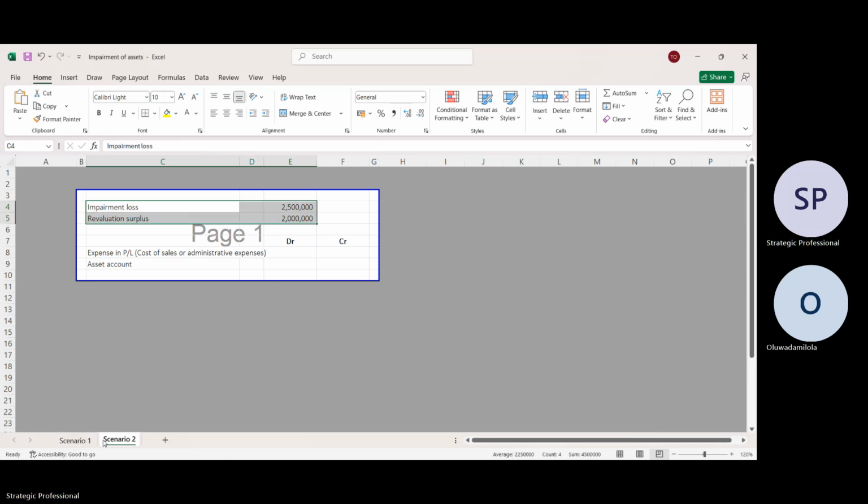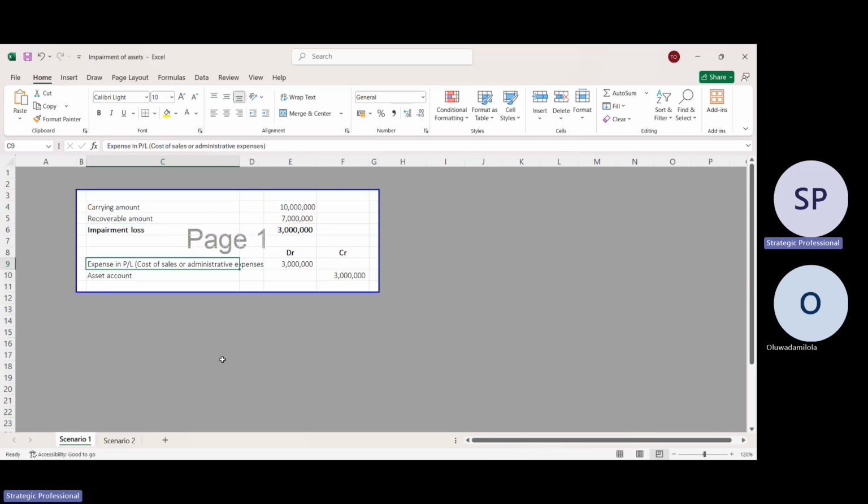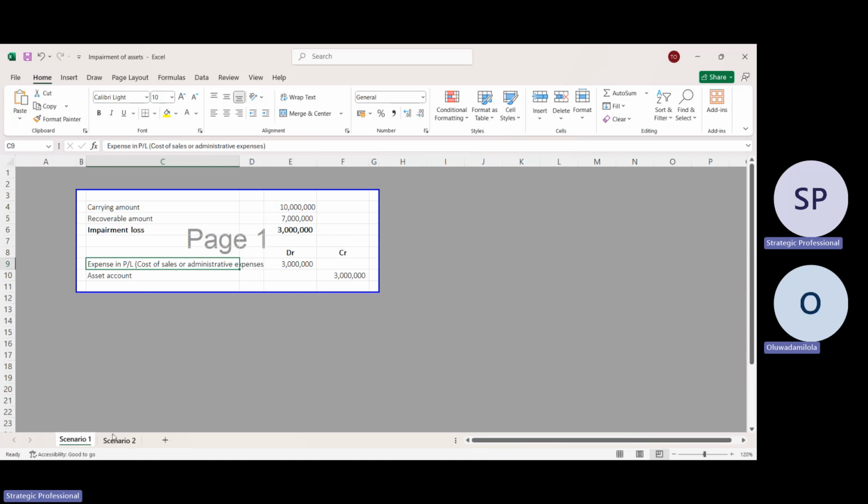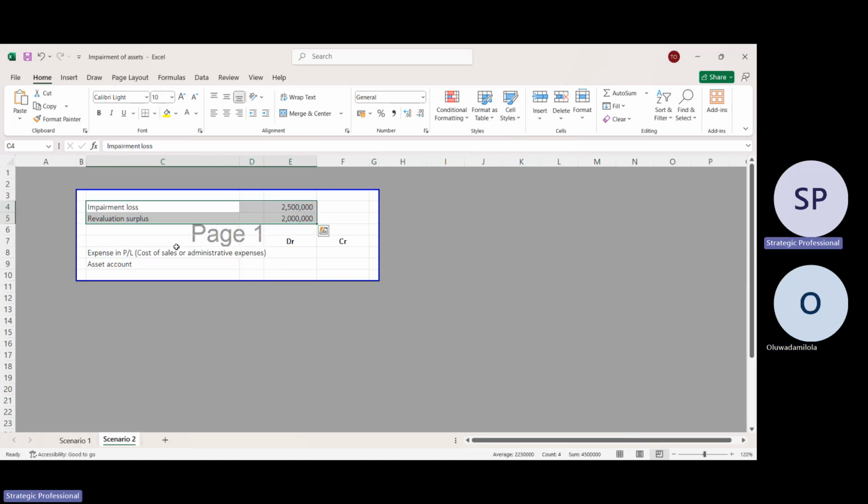Before I further explain scenario 2, do you clearly understand how scenario 1 works? Madam Dami, do you clearly understand scenario 1? Yeah, the carrying amount is more than the recoverable amount. That's why we have the impairment loss, and the entry is to debit the expenses and credit the asset account. Yes. But I'm trying to understand the revaluation model, where you have the impairment loss and the recoverable amount. Yes, that's right.